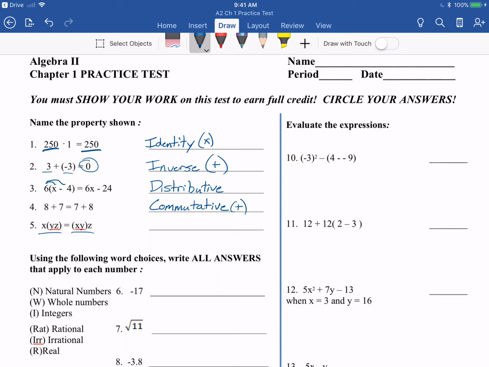talking to each other. It doesn't matter which way those 3 things talk, is associative. So associative. Don't be afraid to abbreviate these if you want. That's okay. I get it. Don't abbreviate associative with the first 3 letters. That might look a little wrong. But anyways, so there we go. Identity, inverse, distributive, commutative, and associative.